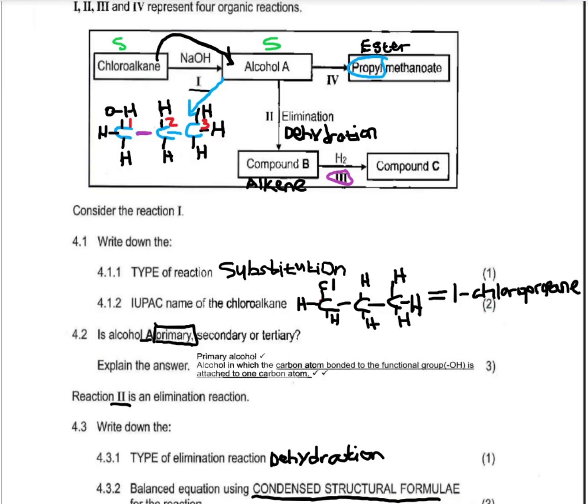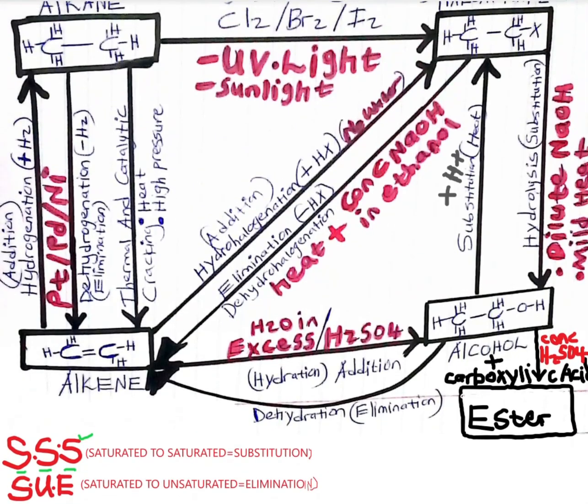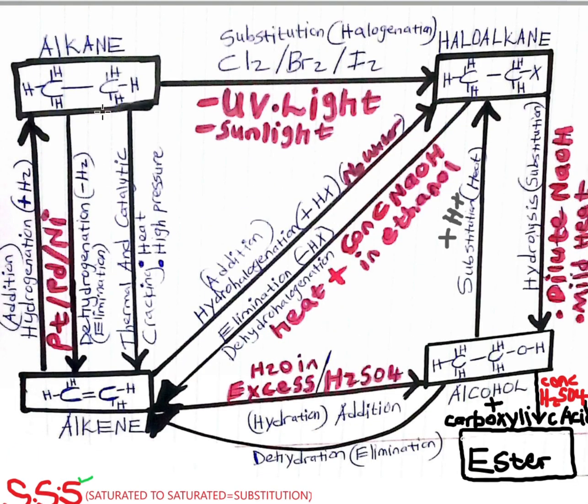Guys, your summary is going to help you. We know that this is going to be an addition reaction. It's hydrogenation. From an alkene, adding the diatomic molecule of hydrogen, that is hydrogenation, to form compound C. Look at your summary here. From an alkene to an alkane. Look at the arrow that is going upwards, the arrow on the left hand side: we are moving from an alkene to an alkane.